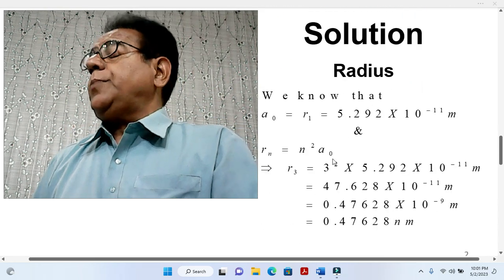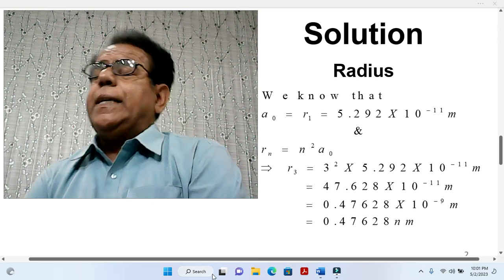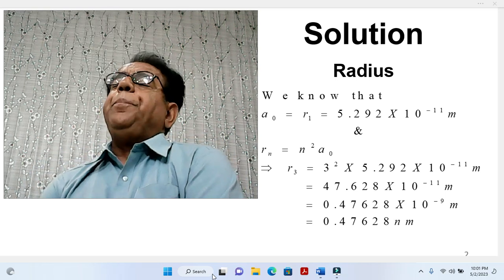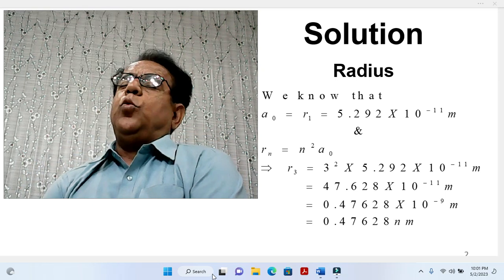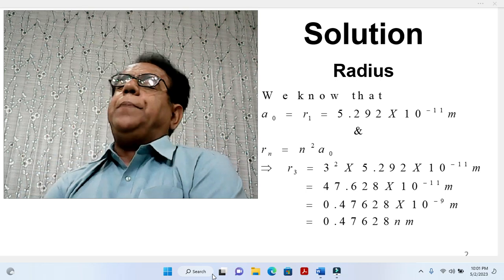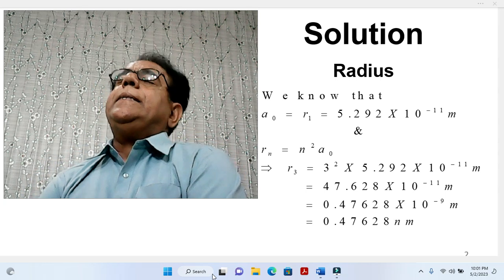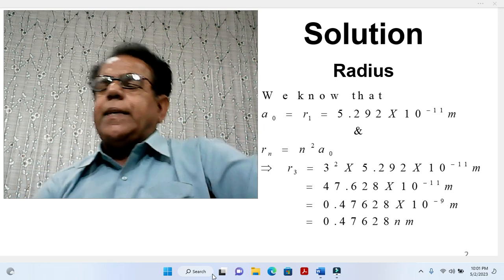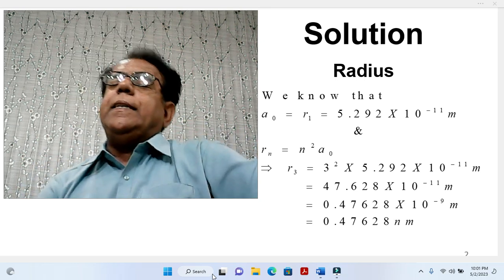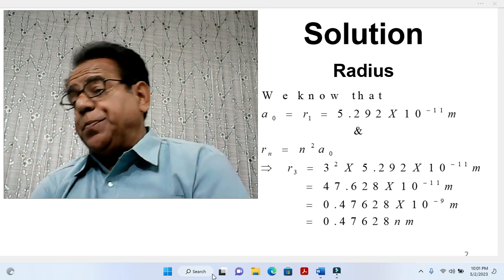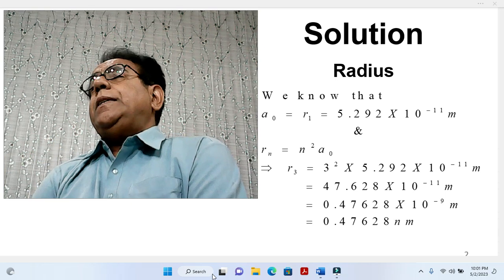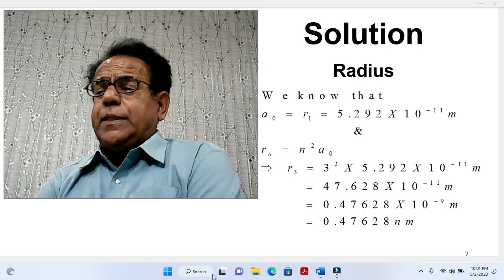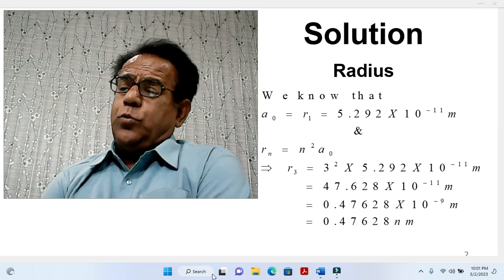Dear students, I had already mentioned that in our solution we have to find out 4 things. Three things are required in the statement, but one thing is a prerequisite for those 3 things, and that prerequisite is radius. So we have to find out 4 things: radius, velocity, kinetic energy, and potential energy. So first we come towards radius.